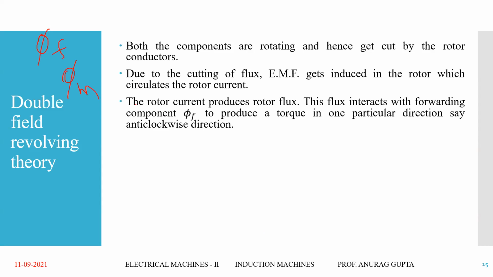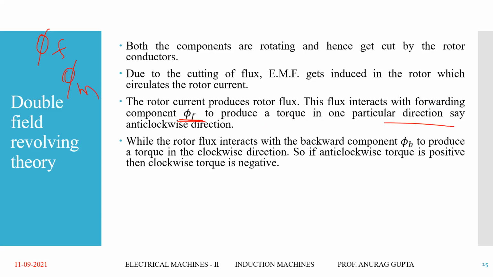And again, whenever the flux is linking with the rotor conductors, some EMF will be there. And due to the rotor current and number of conductors in the rotor winding, again some flux will be there, which we have already discussed in the last slides. That flux will interact with the forwarding component phi f to produce a torque in one particular direction, say anti-clockwise direction, while the rotor flux interacts with the backward component phi b to produce a torque in the clockwise direction, because there are two components. So if anti-clockwise torque is positive, then clockwise torque is negative, of course.